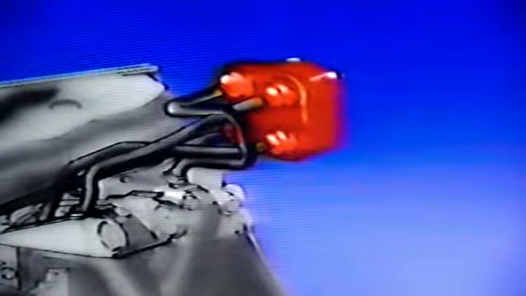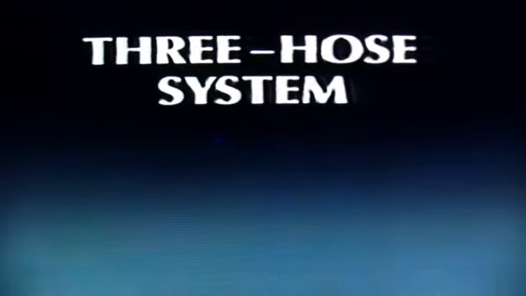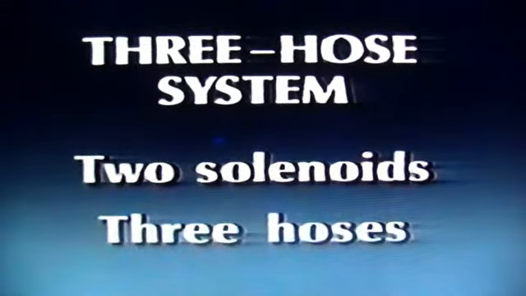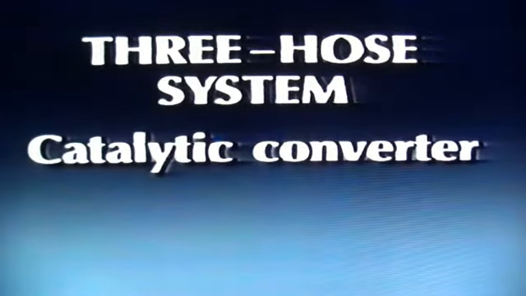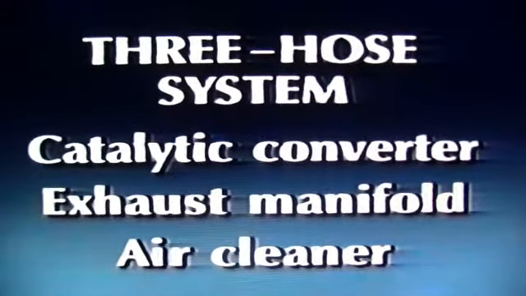air cleaner. Although there are over a dozen different part numbers, there are basically just 2 types of air management valves, a 3-hose system and a 2-hose. The 3-hose system has 2 electrical solenoids and, naturally, 3 hoses. 1 hose goes to the catalytic converter, 1 to the exhaust manifold, and the last to the air cleaner. To avoid confusion, make a note that the hose to the exhaust manifold may divide and run to both sides of the engine, but it is still counted as just 1 exhaust manifold hose.